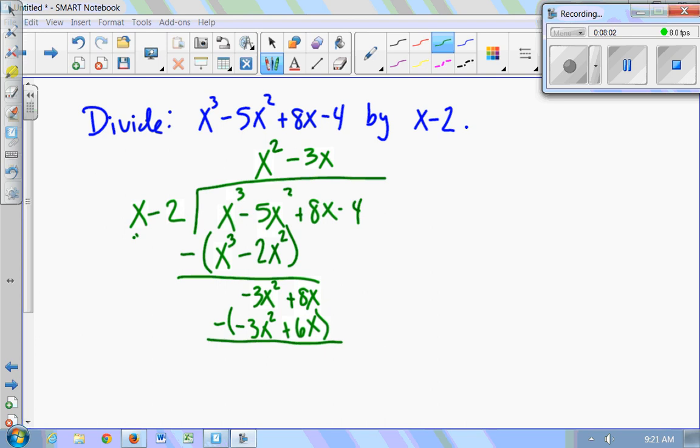Negative 3x squared minus negative 3x squared is 0. Those cancel. And then you have 8x minus 6x, which is 2x. Bring down the minus 4. And then you ask yourself, what do you multiply x by to make 2x? 2. So I have a plus 2 here. 2 times x is 2x. 2 times negative 2 is minus 4. And when I subtract, I get 0.